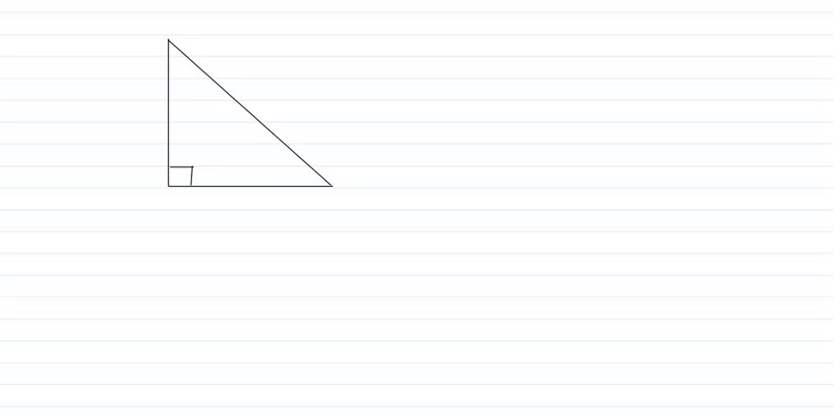In front of you, I have a right angle triangle. Let's say I name these sides of the triangle: this one as A, this one as B, and this one as C.